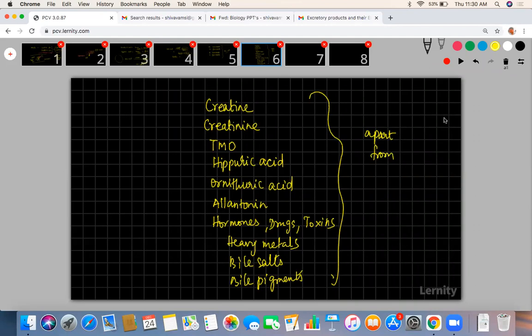Apart from the major waste, which are the major waste? Urea or uric acid or ammonia. Not all organisms will have all the things. Different organisms will have different types of waste. Are we able to understand?